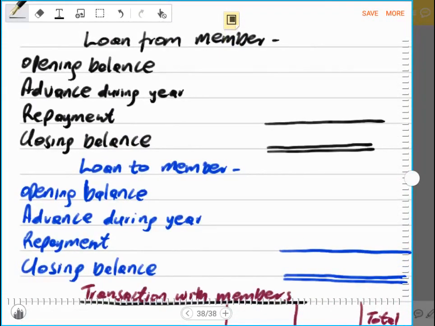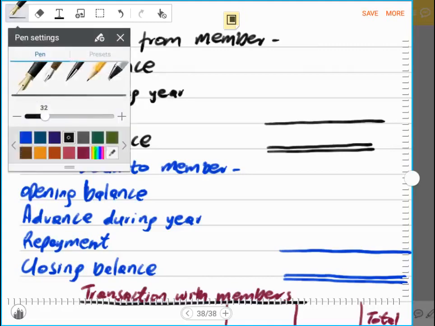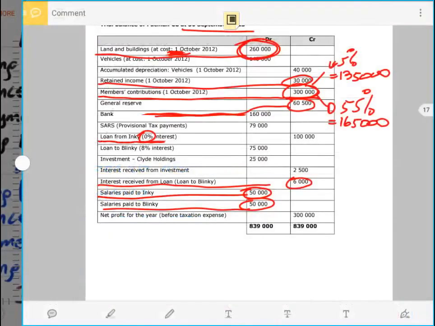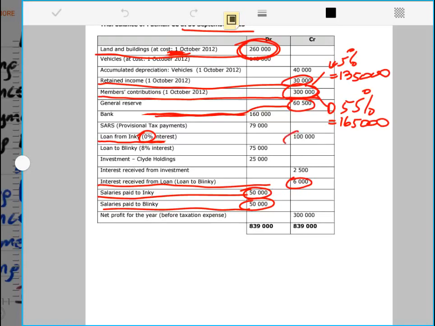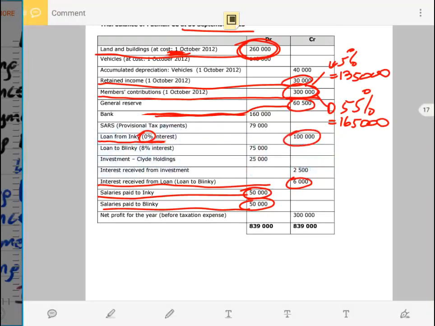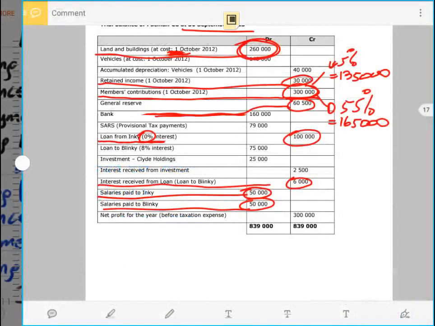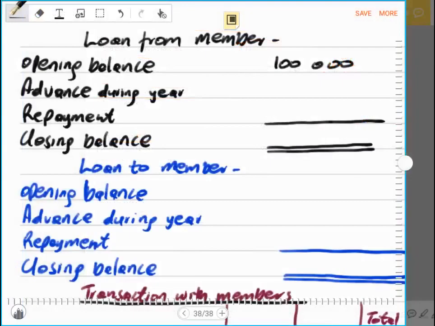Then after we go to the interaction with members. Opening balance of the loan, we have an opening balance of the loan sitting in the trial balance as an amount of 100,000 rands. Then I said that is an opening balance. Please take that as an opening balance. So now opening balance for that will be an amount of 100,000 rands, which is a loan from member Inc., 100,000 rands. So loan from member Inc.